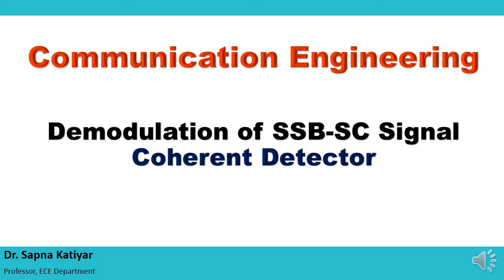Today's topic is demodulation of SSB-SC signal. SSB-SC is single sideband suppressed carrier signal. In this particular type of signal, there is no carrier, and one of the sidebands, it may be the upper sideband or the lower sideband, is suppressed. So the transmission is done via one sideband only, and there are many demodulation techniques of SSB-SC signal, but here I am going to discuss the coherent detector. Let us begin.